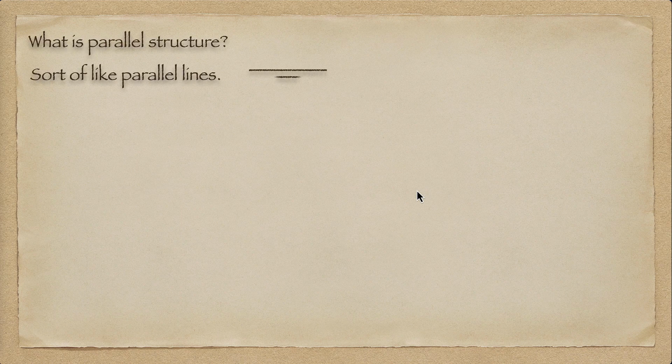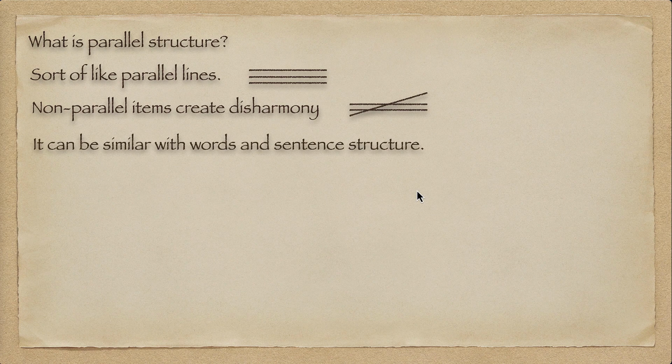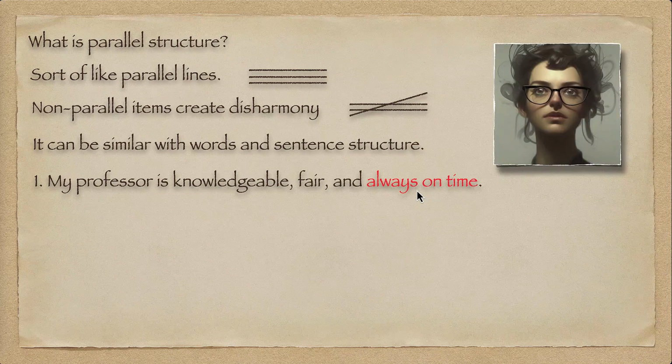Well, you might think of it like parallel lines: once you've made a decision to go in a certain direction or use a certain type of something, you're consistent with that choice. And if you throw a non-parallel line into parallel lines, you kind of mess up the pattern. So let's take a sentence. Let's say, my professor is knowledgeable, fair, and always on time.